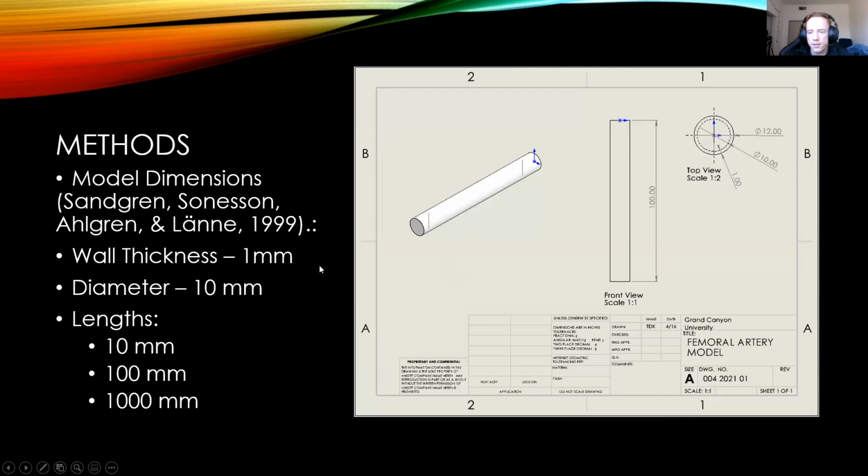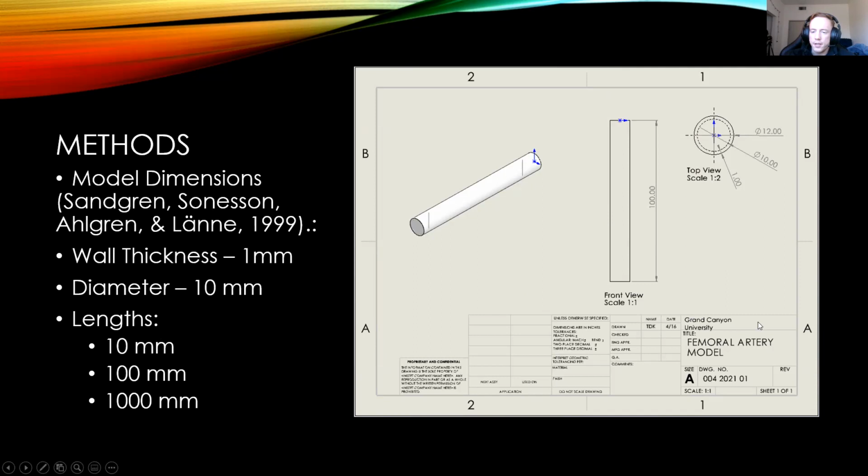Methods continued. This is the model dimensions. This is just one drawing. It was simulated at 10 millimeters, 100 millimeters, and 1000 millimeters. It was found that the femoral artery has a wall thickness of 1 millimeter and a rough diameter of 10 millimeters. That's on average for males in the range of, I think, 30 to 50. So that's just an average there. And like I said, the lengths being simulated are 10, 100, and 1000 millimeters. These are just the rough dimensions of that.